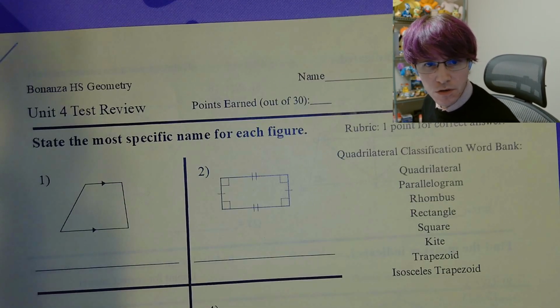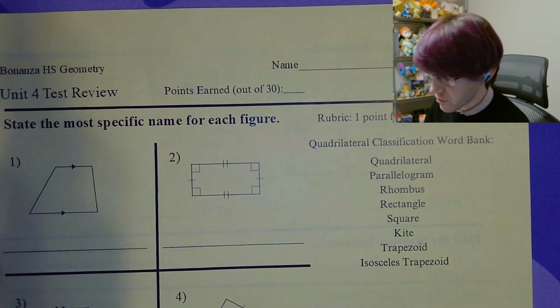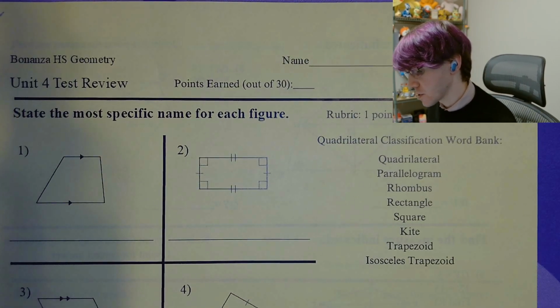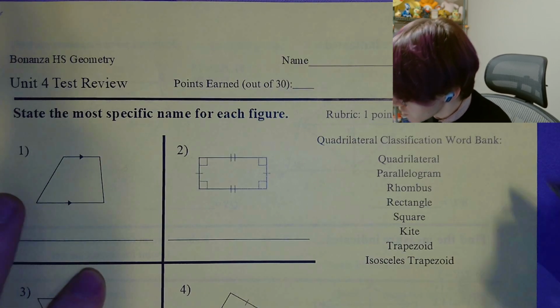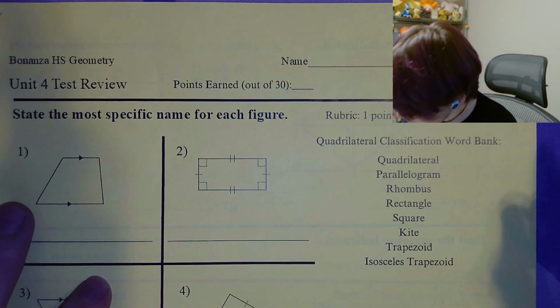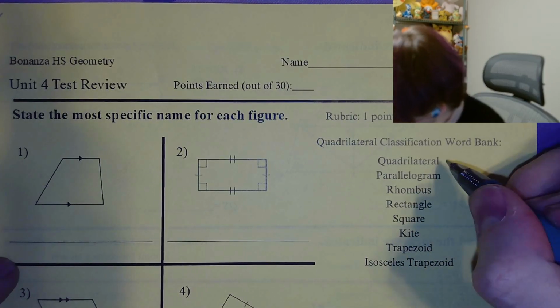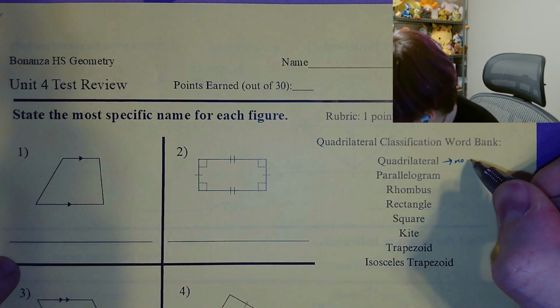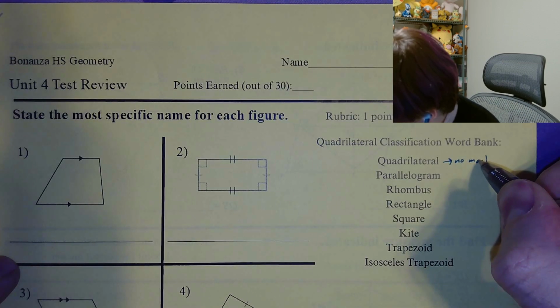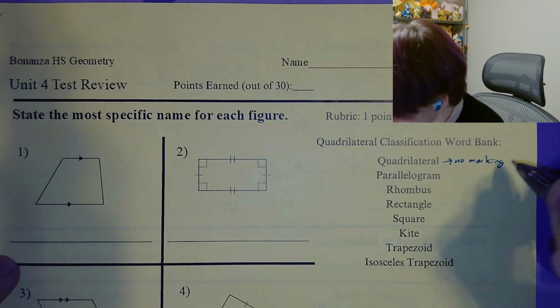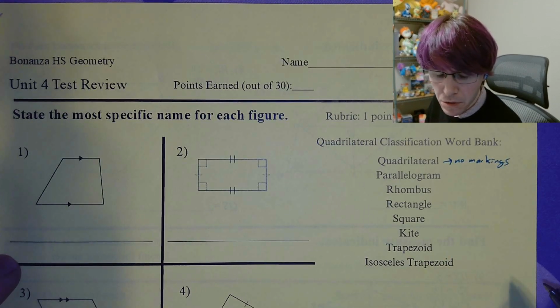Let's do this Unit 4 test review. Let's get this thing out of the way. So first of all, quadrilateral classification word bank, something you guys should be aware of. A regular quadrilateral is nothing special and will not have any markings. There's going to be no markings at all if you have just a regular quadrilateral.